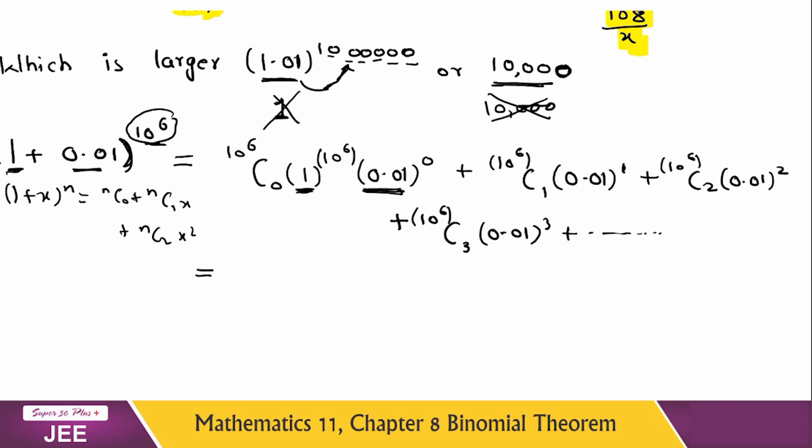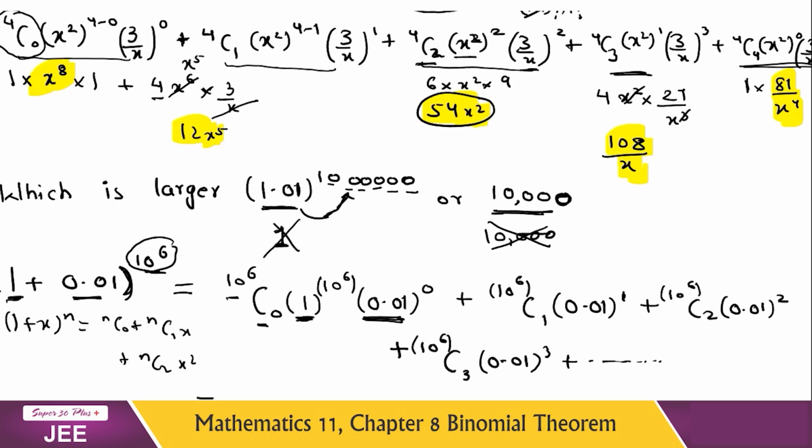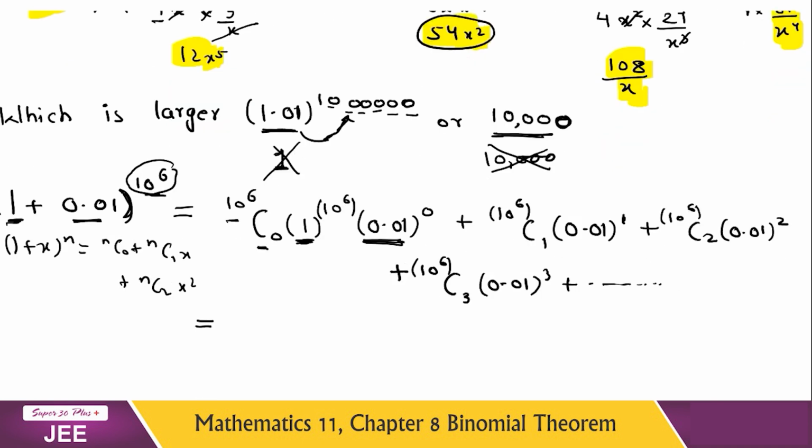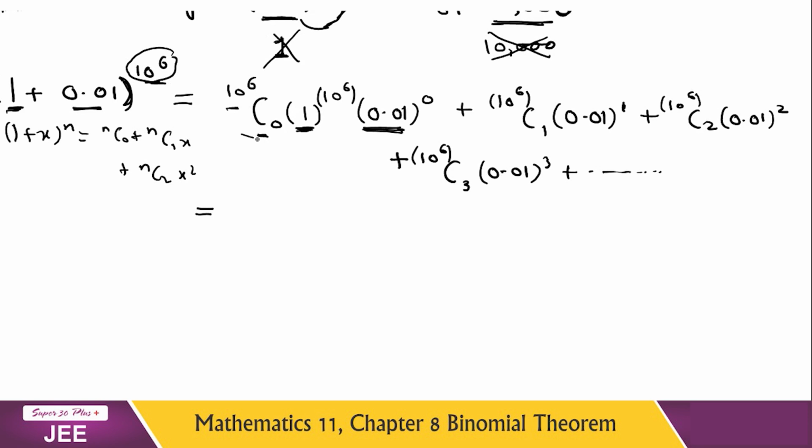Let us calculate. The first term is going to be nC0. I have told you that nC0 is nothing but 1. nC0 is always equal to 1. 1 raised to the power any finite or real quantity is also 1. And 0.01 raised to the power 0 is also equal to 1. So the first term is equal to 1. Now let's move to the second term.